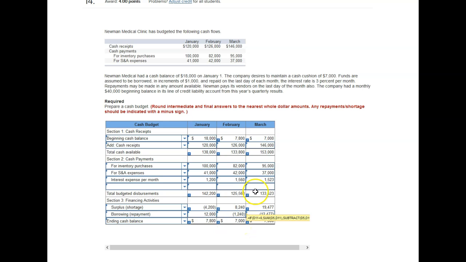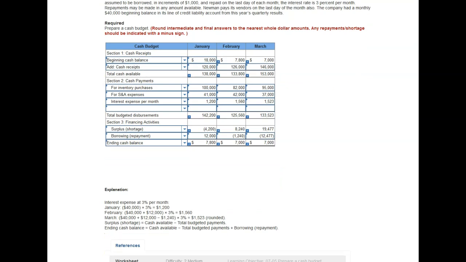March, this $7,000 drops up here. Bring March's expected collections, $153. March expected cash payments, $95.37. The interest we're going to have here, I think they show us how to compute that. Yes, here's the calculation down here for the interest that we have.